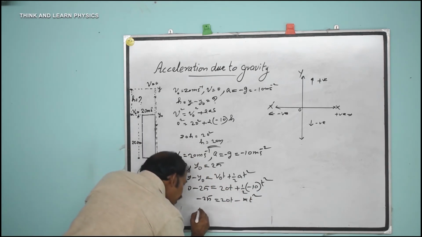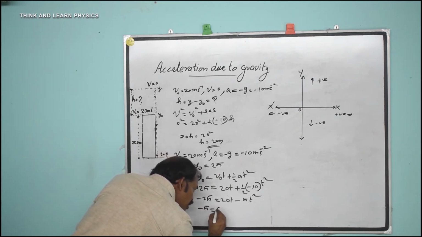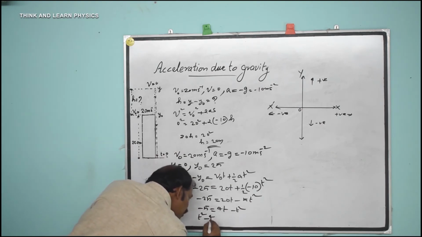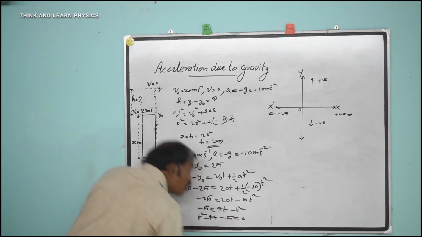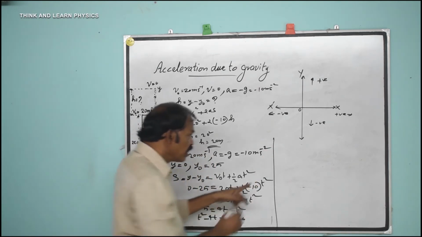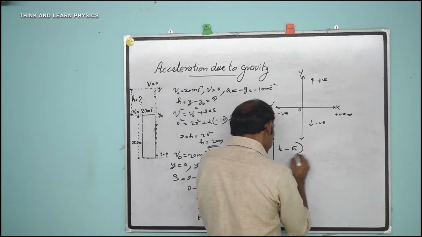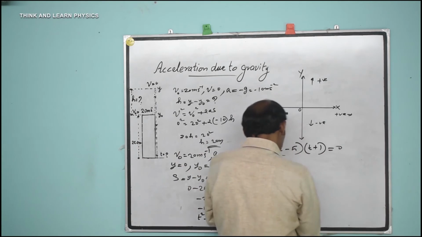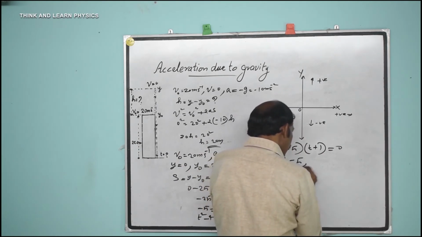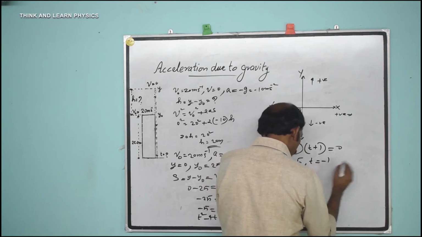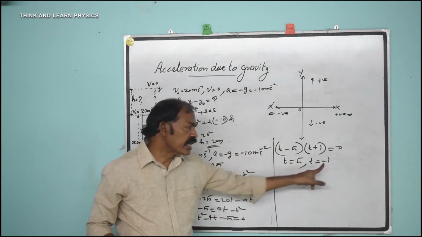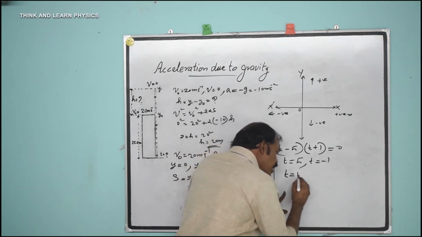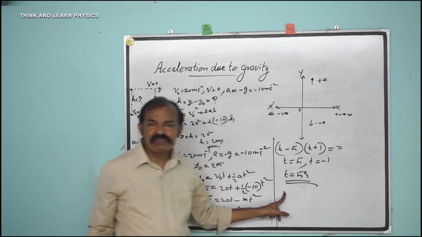Dividing throughout with 5 we get minus 5 equals 4t minus t square, or we get t square minus 4t minus 5 equals 0. We can factorize this as t minus 5 into t plus 1 equals 0, or we get t is equal to 5 and t equals minus 1. Since the time cannot be negative, the time taken by the ball to reach the ground will be t equals 5 seconds.